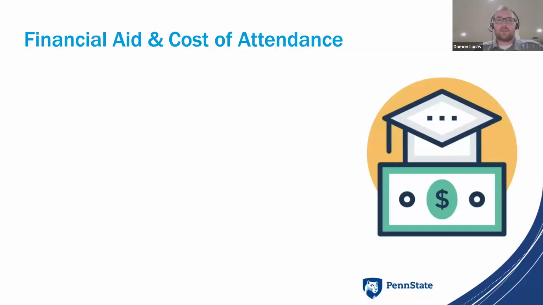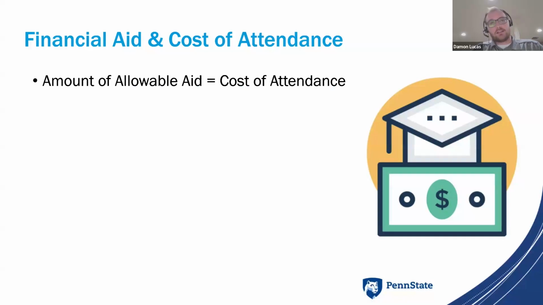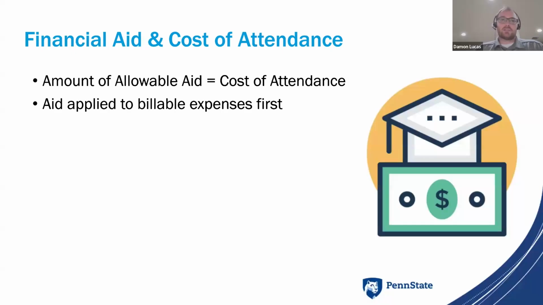So next, we're going to go over financial aid and cost of attendance. The amount of allowable aid equals your cost of attendance. That's where you calculate those non-billable expenses and your billable expenses. First, aid is applied to your billable expenses. That's your tuition, and if you're living on campus, that's also your housing. Those are the two primary things you'll see as billable expenses. Again, there might be some fees in there, but the aid must be applied to those first.